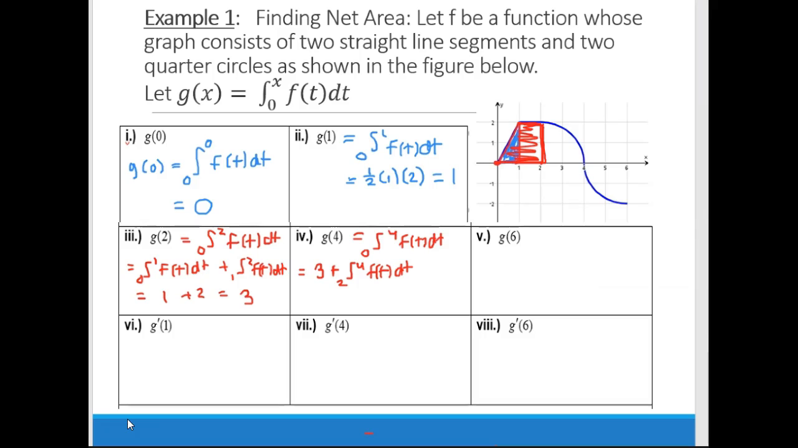So this area from 2 to 4 is a quarter circle. So it's 3 plus 1/4 pi. The radius, since it goes from 2 to 4, means my radius is 2. So 4 times 1/4 is 1. So g of 4 is 3 plus pi, which is approximately 6.14.